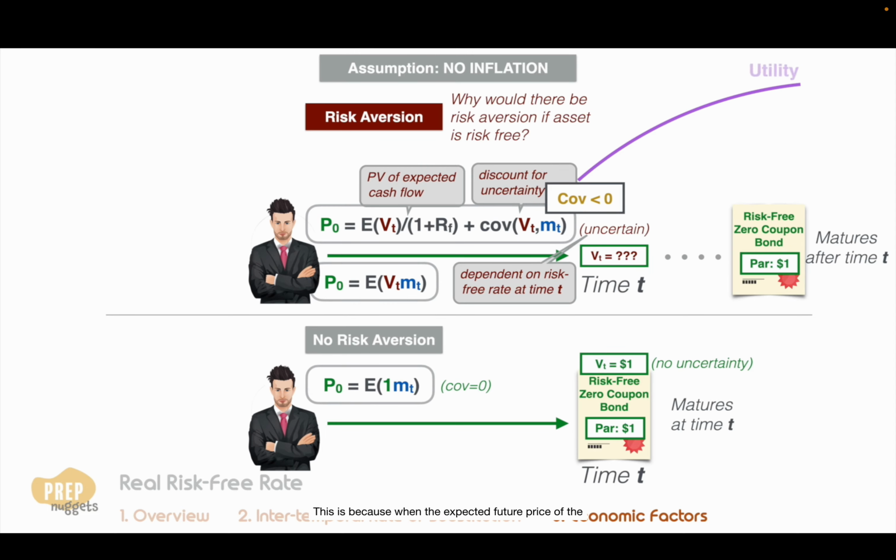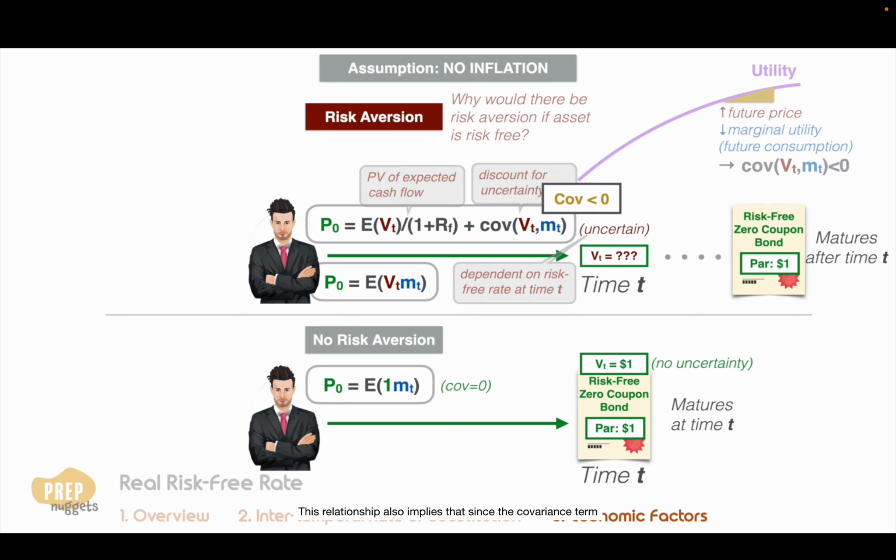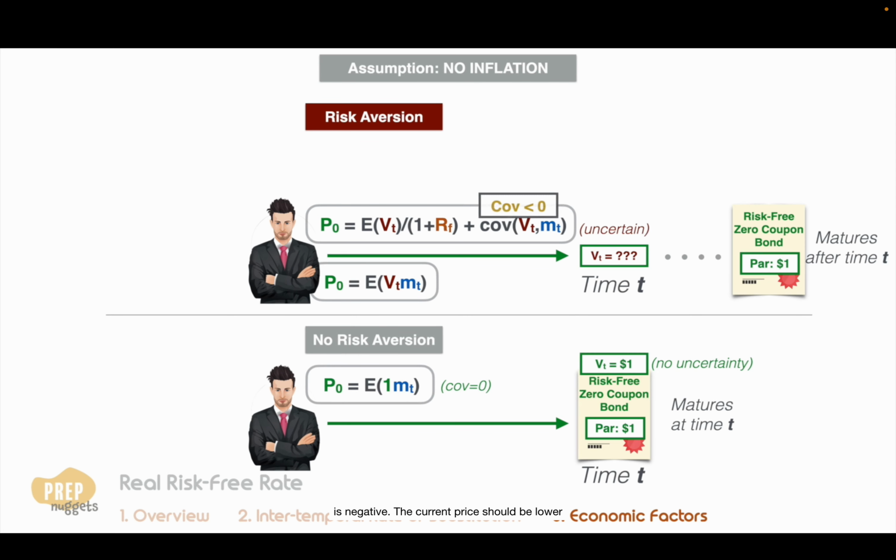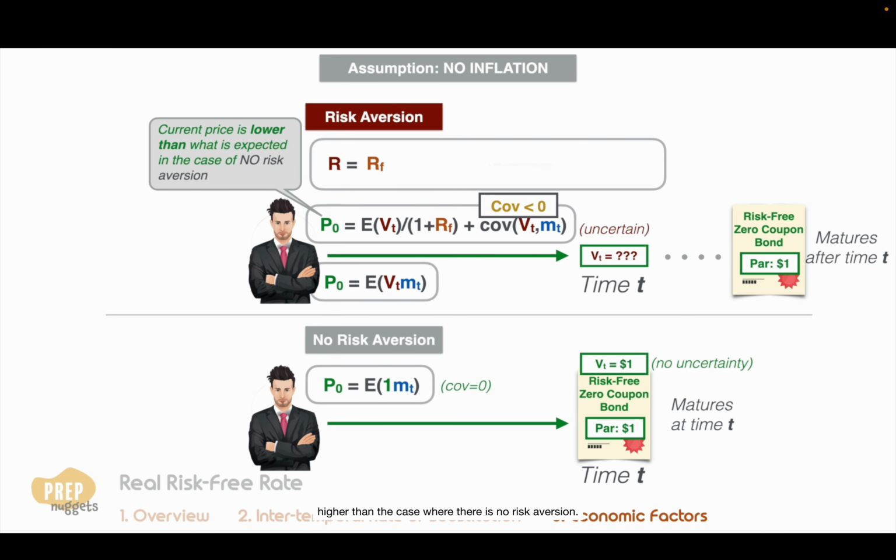This is because when the expected future price of the investment is high, the marginal utility of future consumption is low, as we've observed from the utility curve. This relationship also implies that since the covariance term is negative, the current price should be lower than what is expected, so the expected return is higher than the case where there is no risk aversion.